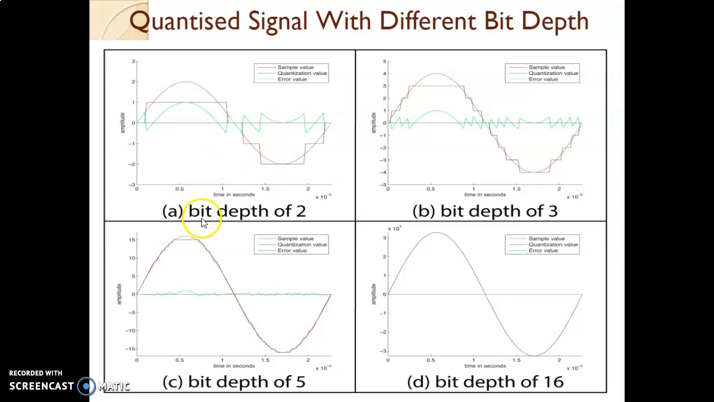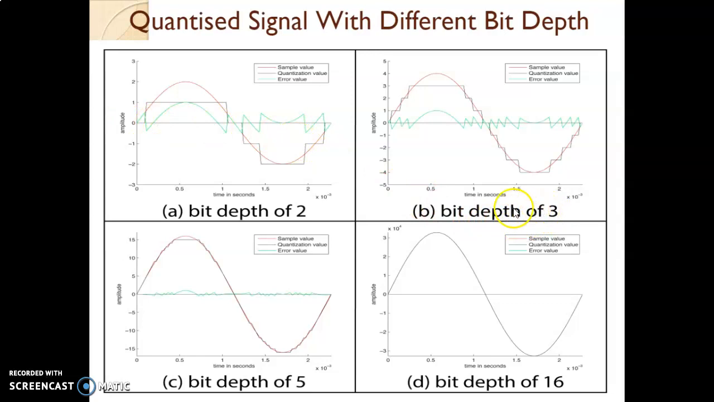In figure A, the bit depth is 2, meaning the PCM code will be of 2 bits and that will be assigned to a level. The red line indicates the sample value, that is your original signal. The black line indicates the quantization value and the green line indicates the quantization error. So when you assign a 2-bit PCM code, you can see there is a difference between the quantized signal and your original signal, and therefore the quantization error is more.